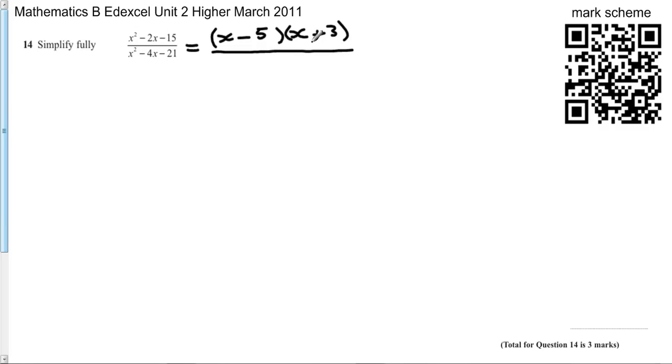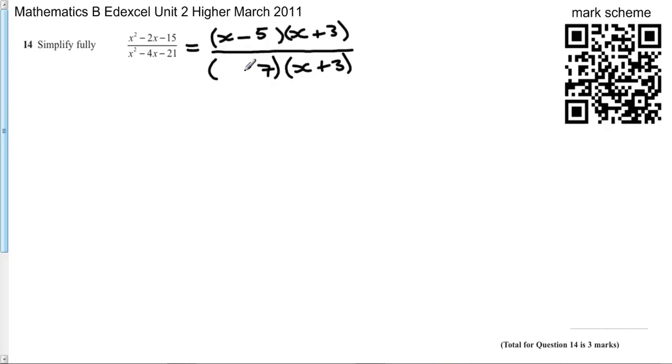Now the one on the bottom, there's going to be one of these two, otherwise you have nothing to simplify, nothing to cancel out. And looking at the number on the end, 21, well, 5 doesn't go into it, so I'm pretty confident there's going to be an x plus 3. And that just leaves us with the second bracket. Now as it's 21, I reckon it's going to be 7.